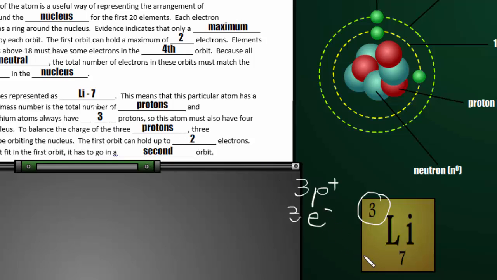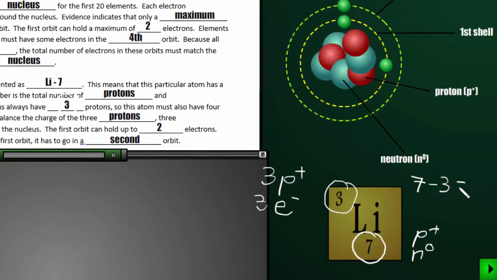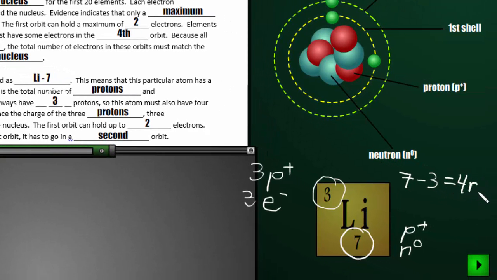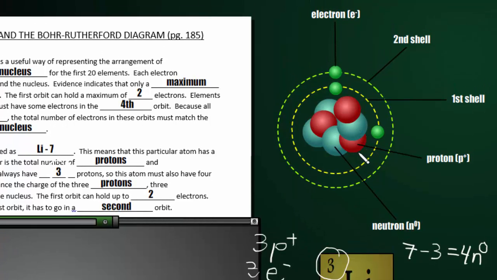All right. Now, the mass number is given down here, and the mass number is the number of protons and the number of neutrons. So if the mass number is 7 and the atomic number is 3, that means 7 minus 3 equals 4, and that tells you how many neutrons there are. All right, well, we'll get into that in a bit. So 3 protons, 4 neutrons, 3 electrons.